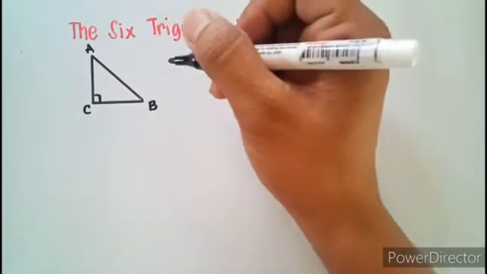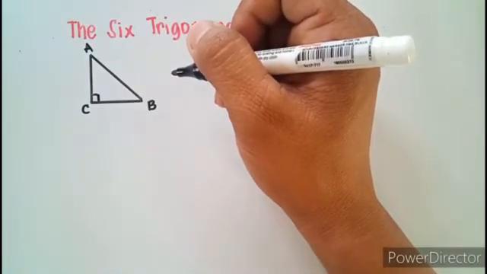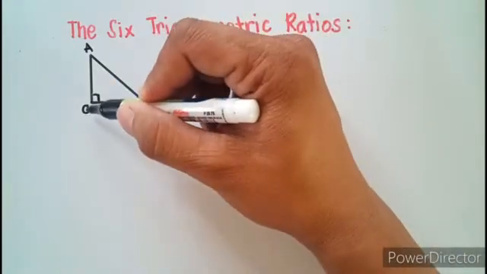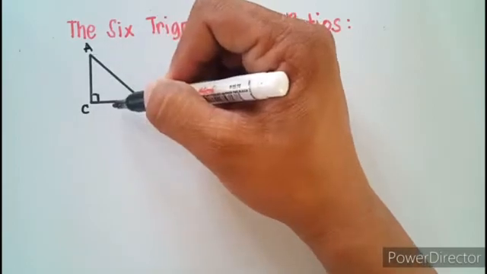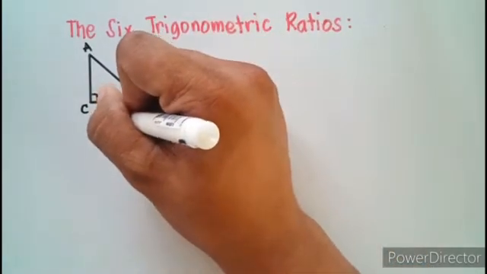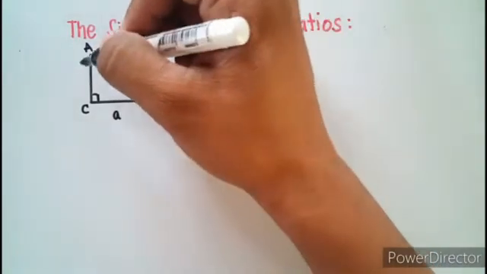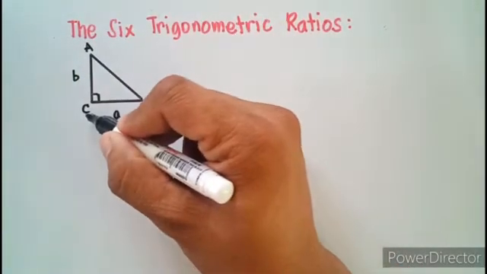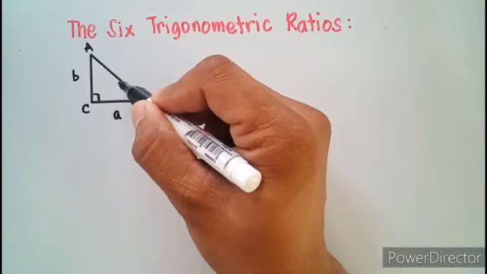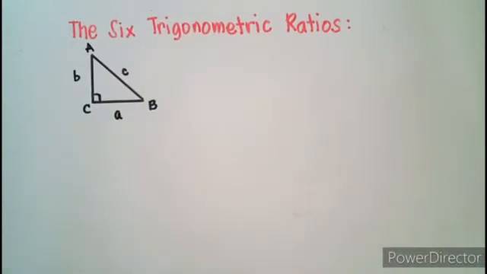Again, to name the sides of a right triangle, we get the name of the side from the opposite angle. So this angle A, its opposite side we name as small letter a. Then this angle B, we name the opposite side as small letter b. And for the capital letter C, the opposite side is the hypotenuse, the longest side, and that is our c. That's how to name our triangle.